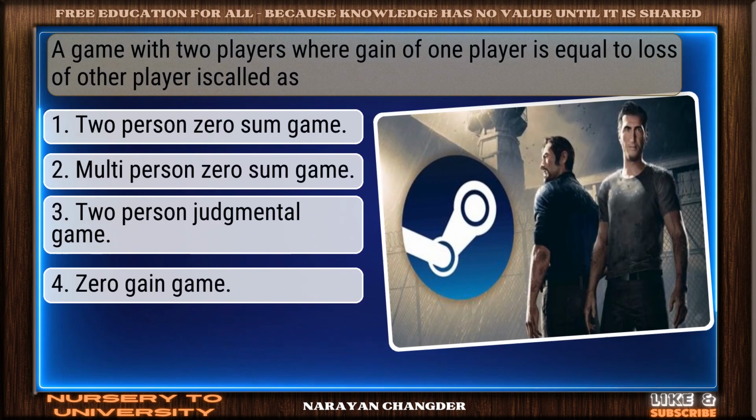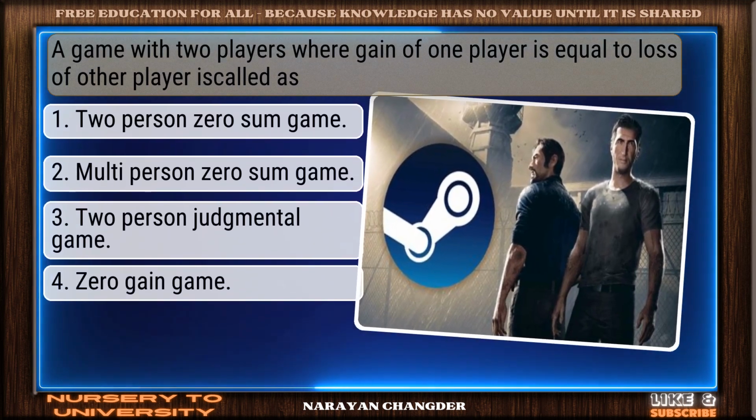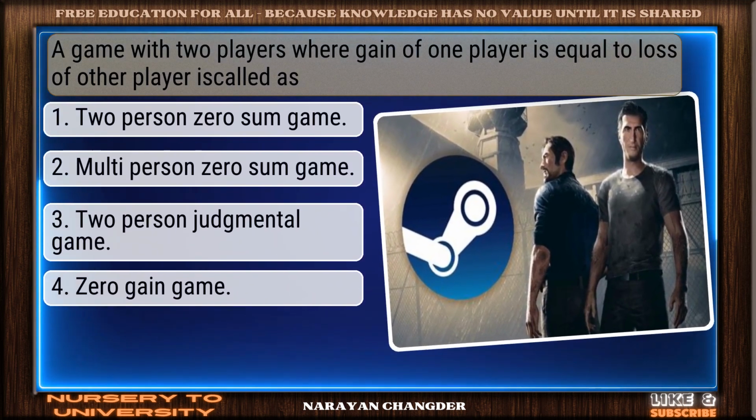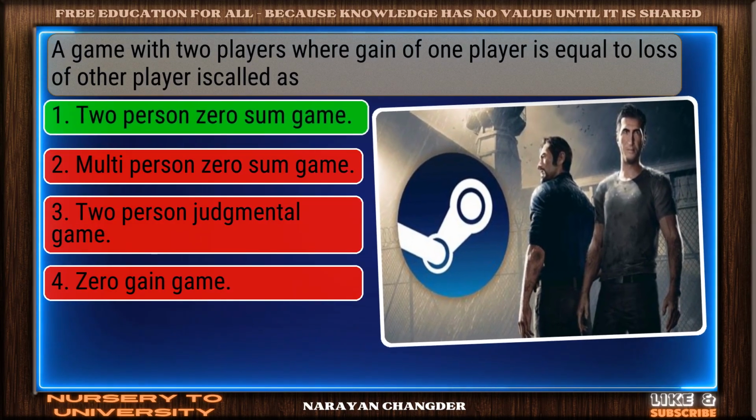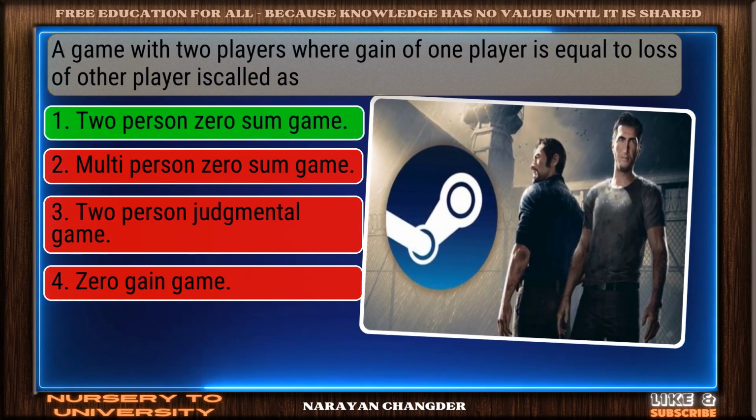A game with two players where gain of one player is equal to loss of the other player is called as. Sharp thinking. Two-person zero-sum game is the right choice.